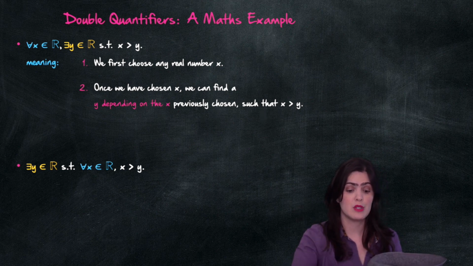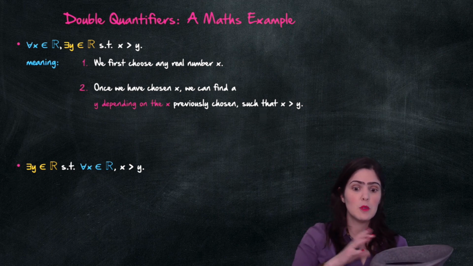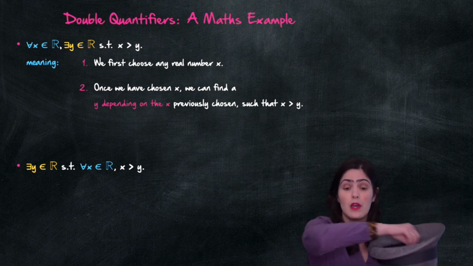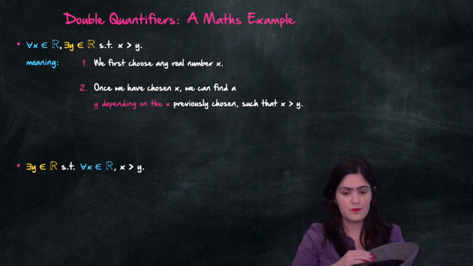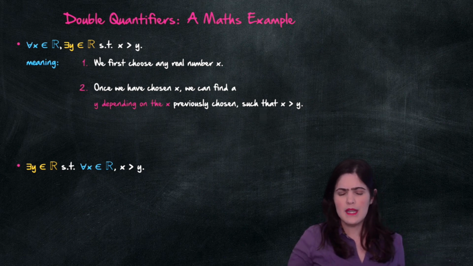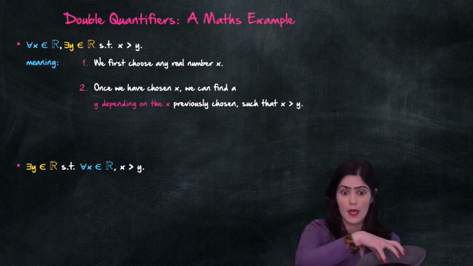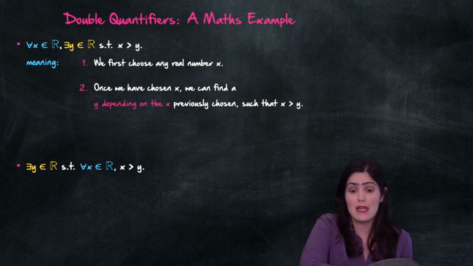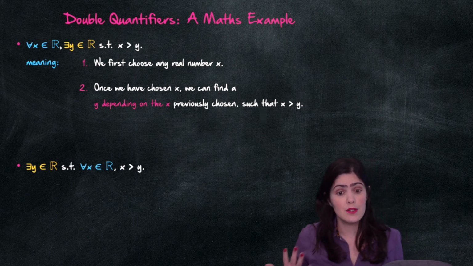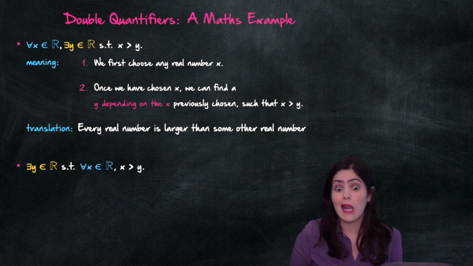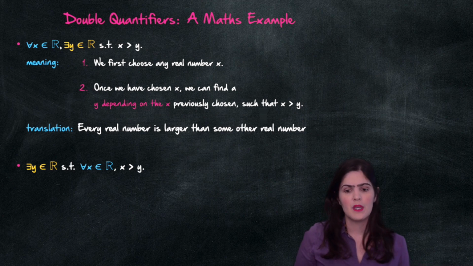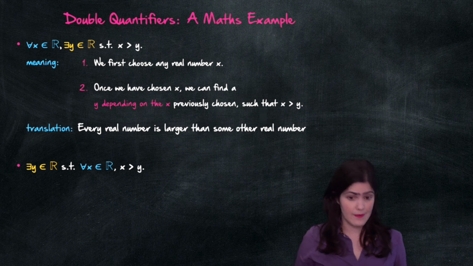But this is not a problem, because in this case someone gives me an x at random, so I pick my number without looking, and then I can search for one that is smaller than that number I had. So then what is the statement saying really? Well, it's telling me that for any real number x given to me, I can find another real number that is smaller than it. Or in other words, that every real number is larger than some other real number.